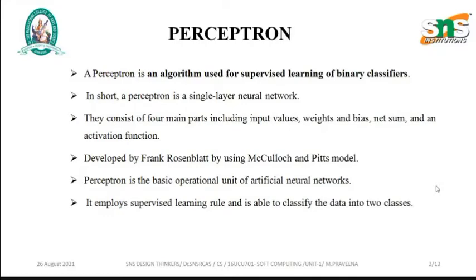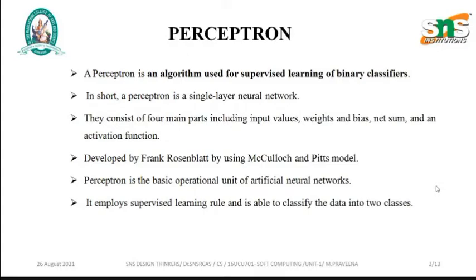So in short, perceptron is a single layer neural network. Single layer means it consists of only the input layer and the output layer. The output layer itself will also act as the processing element. The processing is done in the output layer and the output is also displayed in the output layer itself. So it is called a single layer, right?